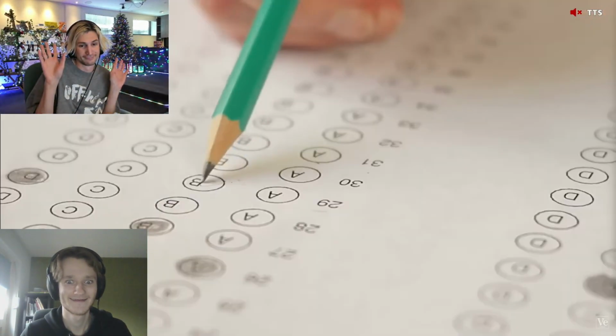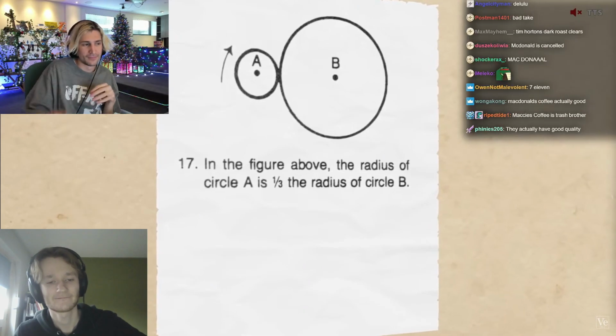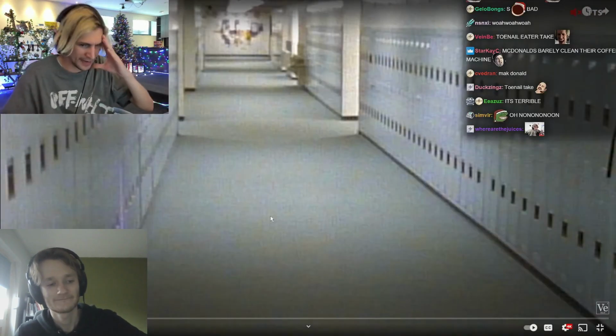In 1982, there was one SAT question that every single student got wrong. Here it is. In the figure above, the radius of circle A is 1/3 the radius. What is it? Hold on. I have my brain. Hold up.